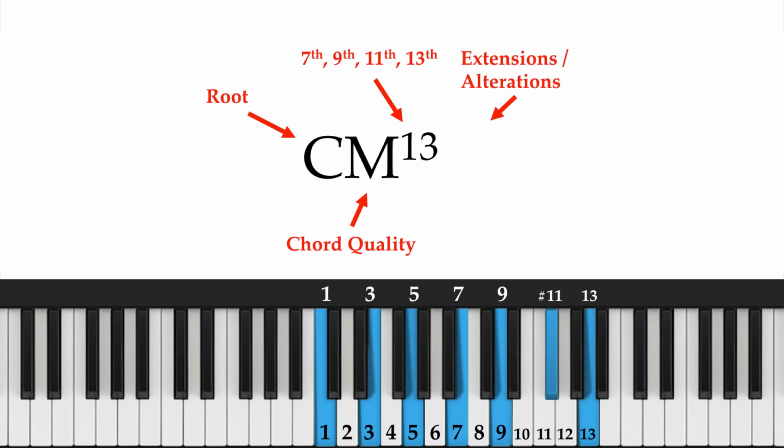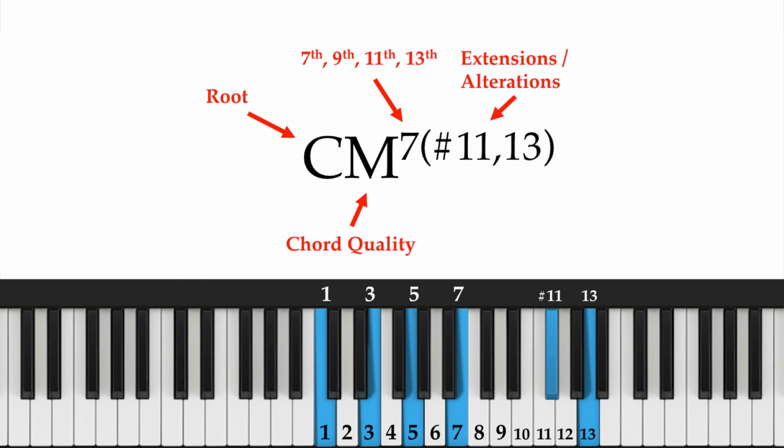Then we'd write C major 13 sharp 11. The sharp 11 in parentheses is letting the reader know that the 11 within the C major 13 is sharped. Now, what if I skip the 9 and just added the sharp 11 and 13? Then I'd write C major 7 and the sharp 11 and 13 in parentheses like this.